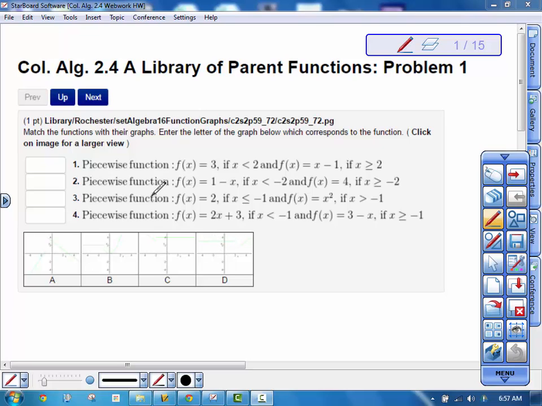Okay, this is 2.4 homework help. The first problem says that we want to match these piecewise functions with their graphs. So let's look at the first one.